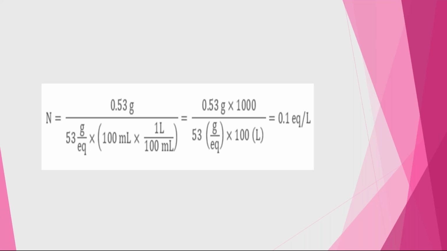Now, how will you prepare one normal sodium hydroxide solution? To prepare one normal sodium hydroxide solution, what you need to know before preparing is its molecular weight and its equivalent weight. So what is the molecular weight of sodium hydroxide? 40 grams. Yes. What is the equivalent weight of sodium hydroxide?